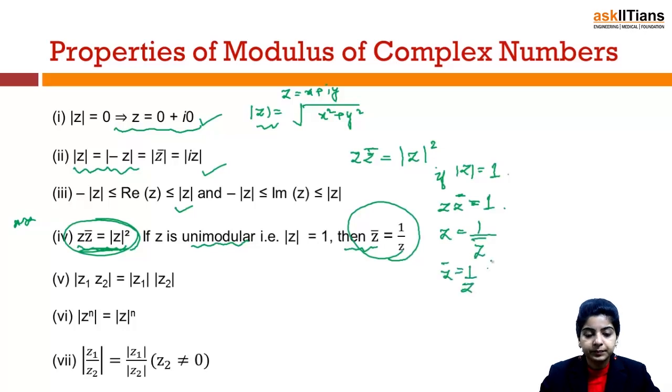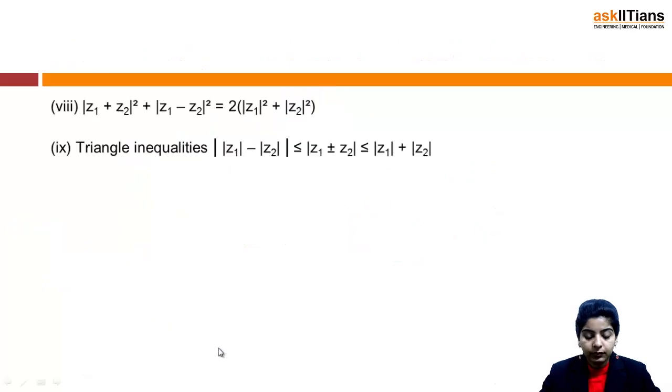or you can say z bar is equal to 1 by z. Now modulus of z1 z2 is modulus z1 into modulus z2. This is also used in questions normally. Modulus of z raised to n is equal to modulus z whole to the power n, and then modulus of z1 by z2 is modulus z1 by modulus z2, provided obviously z2 should be non-zero. These are important properties.